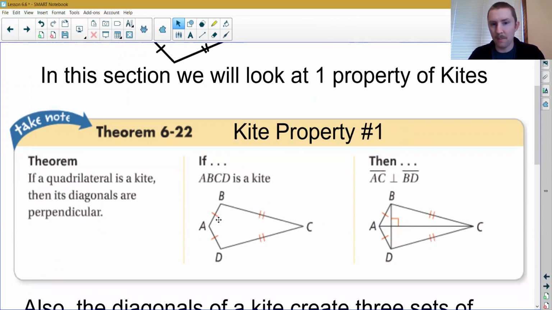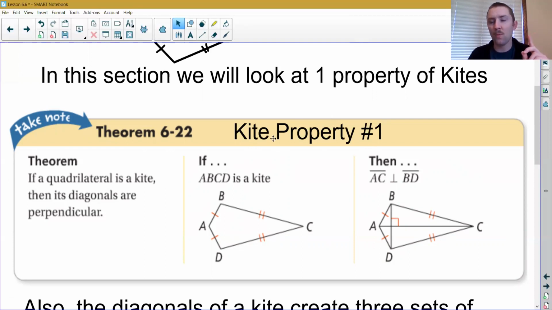So here's another example of a kite, and they've drawn the two diagonals, AC this way and BD going this way. AC and BD have to meet at a 90-degree angle. That's what makes a kite. Now, there are more things we can know about kites that will be more helpful for what we're asked to do in our practice problems, but this is the only theorem property we have for kites in this section.